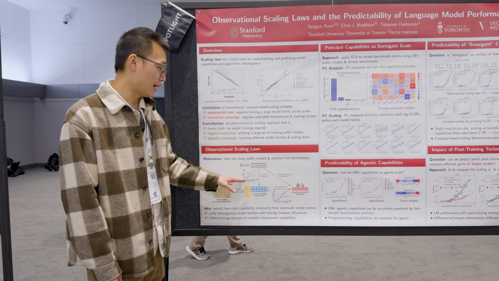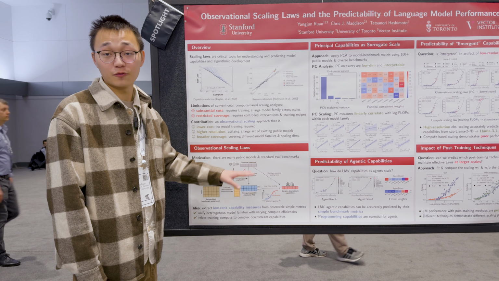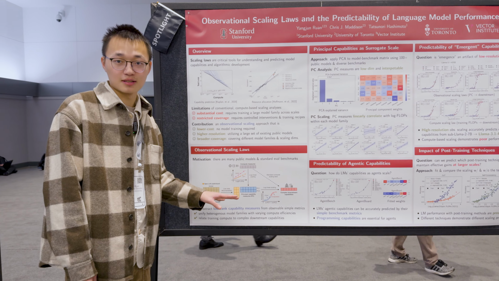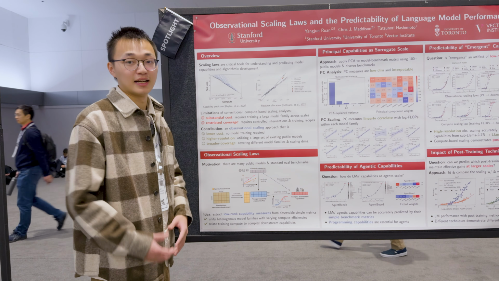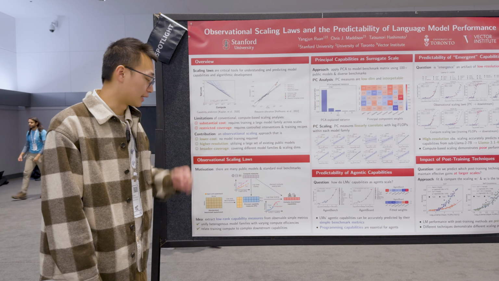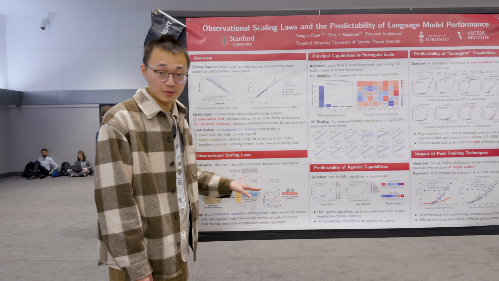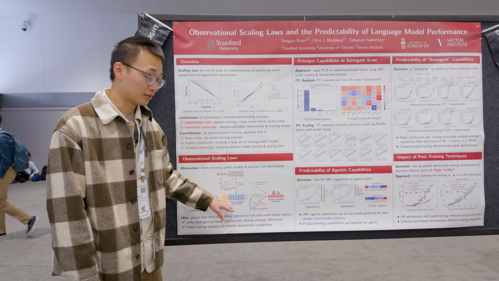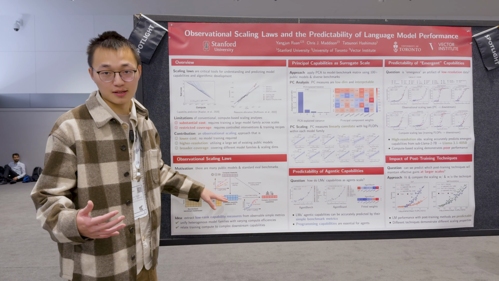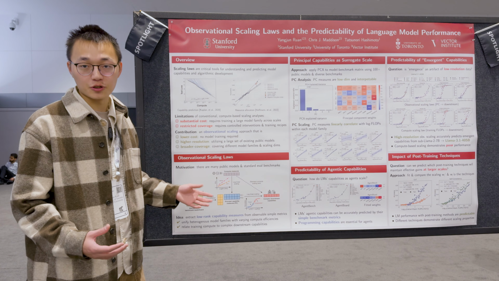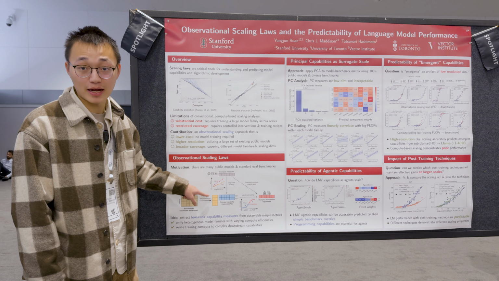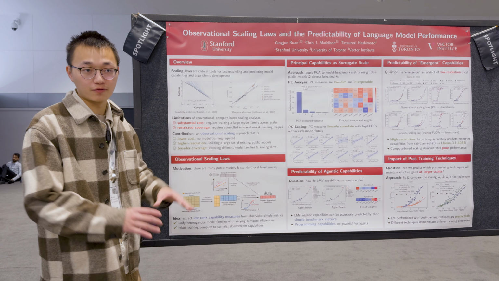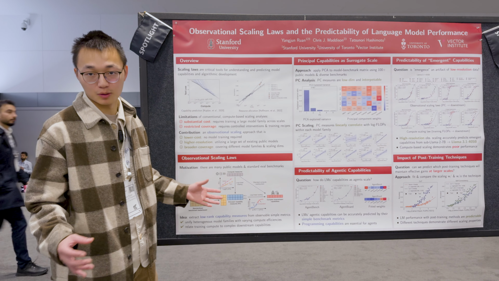And the key barrier here is that models trained differently from different model families demonstrate very different training efficiencies, and we cannot just unify them together. And the key idea or observation is that for the language model capabilities, there exists a low-dimensional space that we can extract from existing benchmarks that capture most of the variance of language model capabilities.